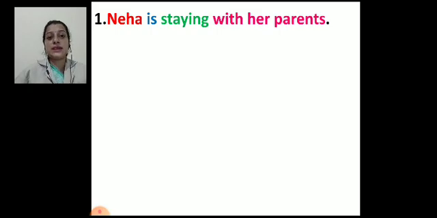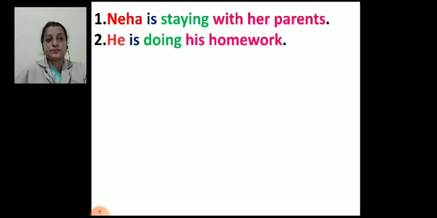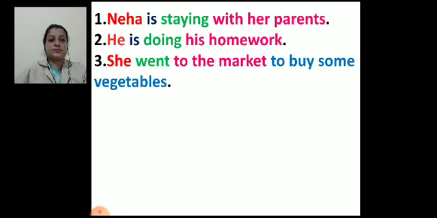Here we have examples. The first example is Neha is staying with her parents. Neha is the subject, is is the helping verb, staying is the main verb, with her parents are the object words. Second is He is doing his homework. He is the subject, is is the helping verb, doing is the main verb, his homework is the object.